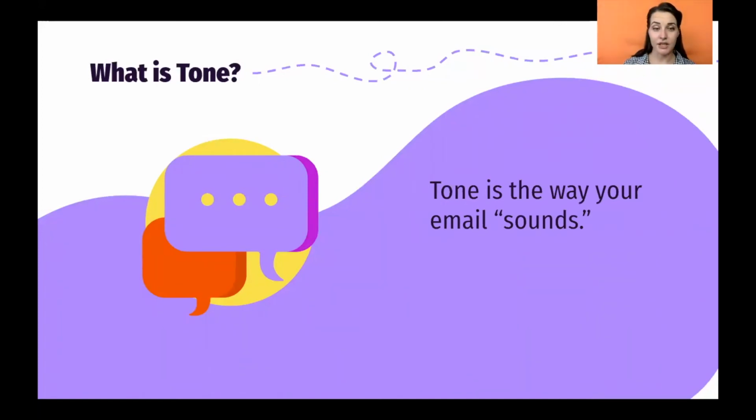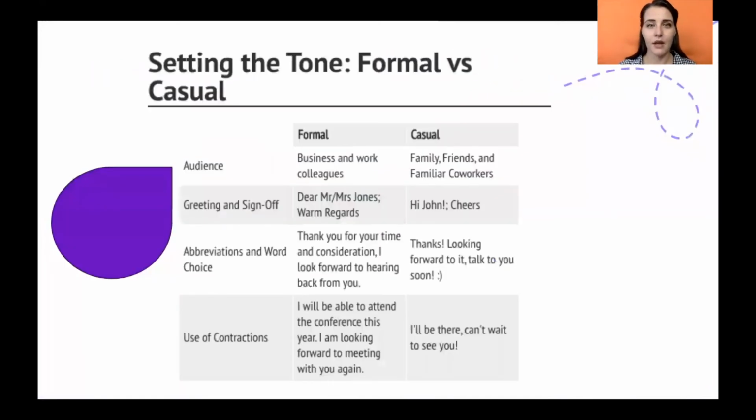Somebody's tone of voice could make the same saying sound very different. For example, if someone says, "I'm really proud of you," then they sound happy. They might be genuinely proud of you. Someone could be like, "Oh, I'm really proud of you." They're being a little sarcastic, right? So it's the same words, but tone is that intonation, that way that your email sounds. We're going to be focusing on two tones within email: formal tone and casual tone. So, setting the tone, formal versus casual.